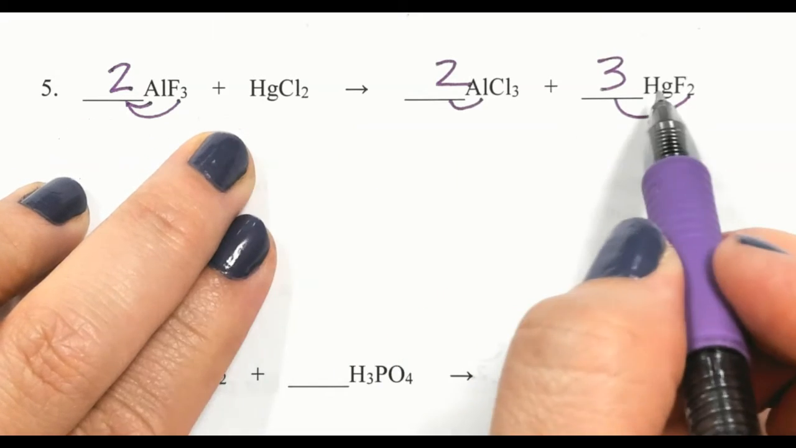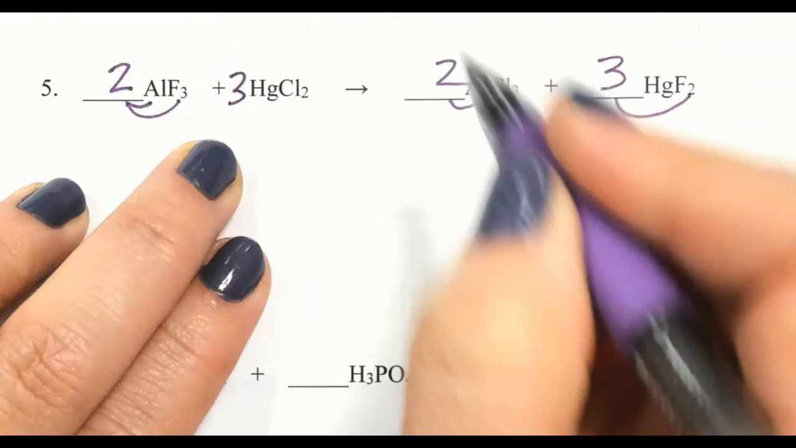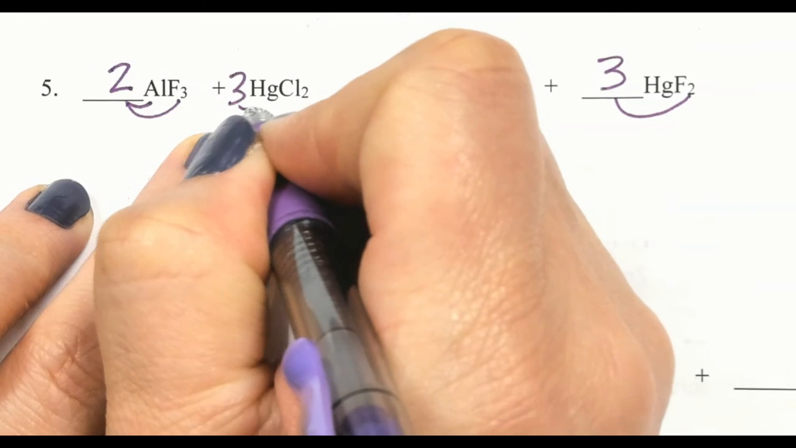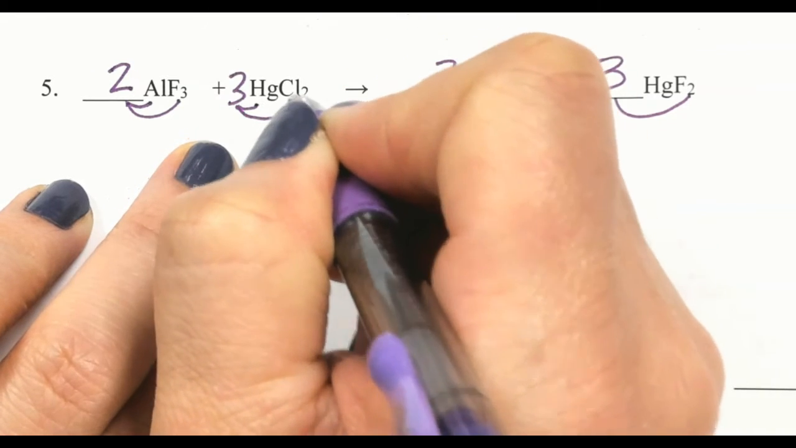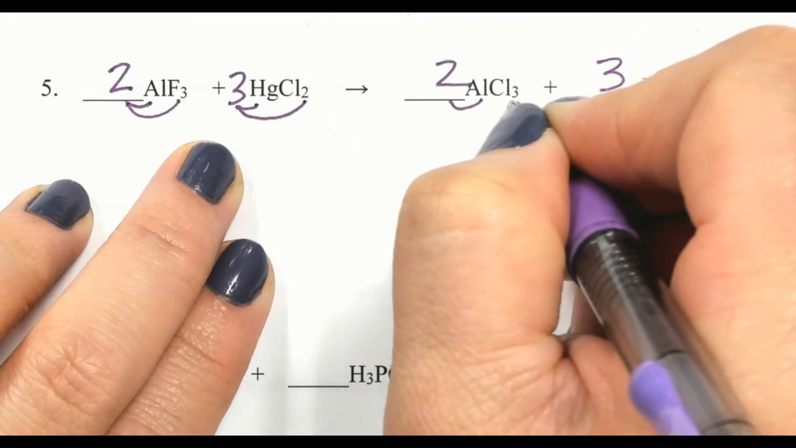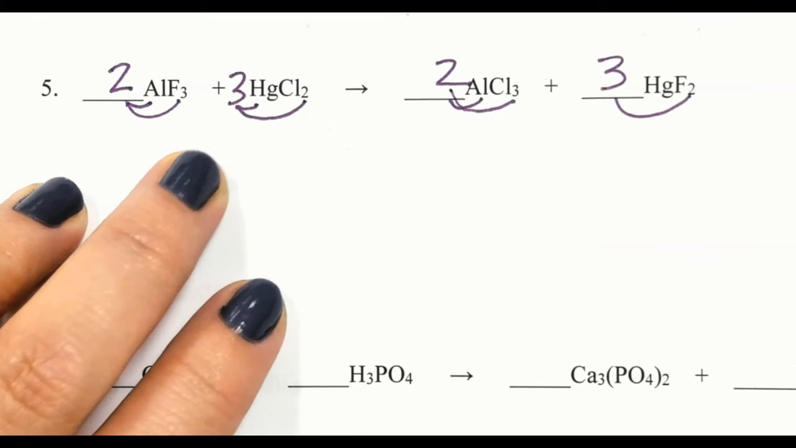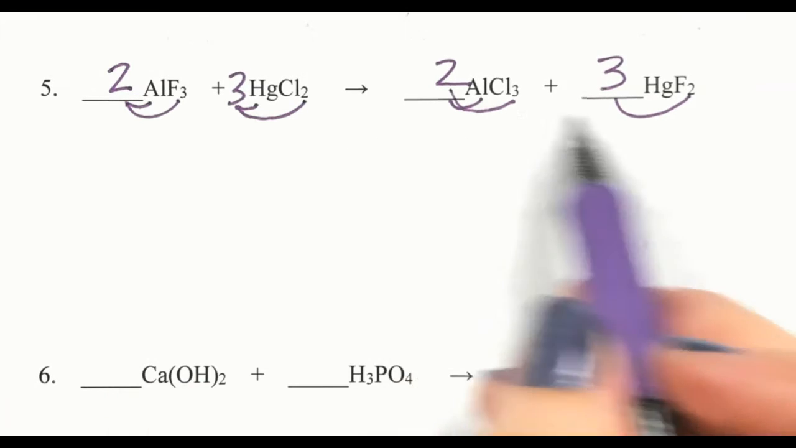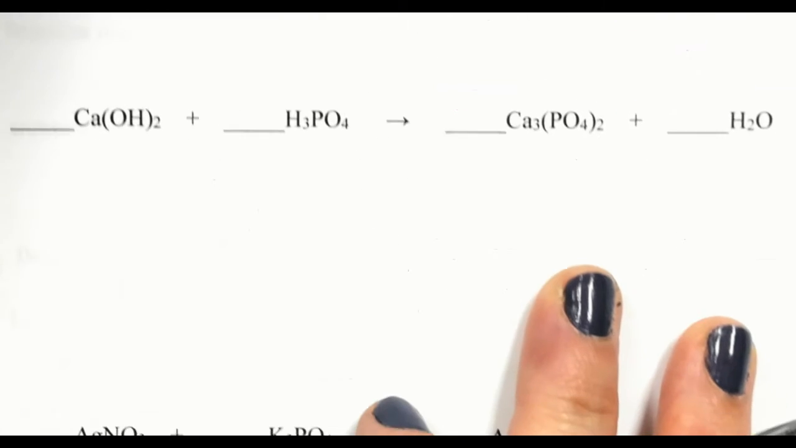Mercury, I have 1 on the left, 3 on the right. So I'm going to put a 3 here. And now 3 times 2 is 6 chlorine. And then 3 times 2, we already have 6 chlorine. So this is 2, 3, 2, 3. Let's look at number 6.